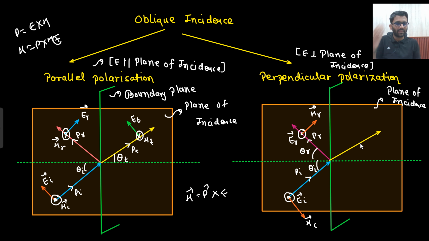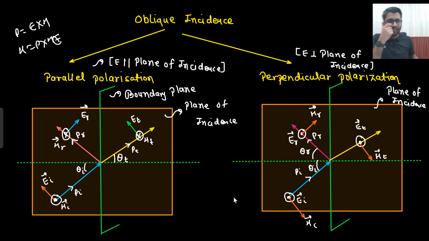And orientation will be the same only. So this will be your direction of transmitted electric field, and this will be the direction of transmitted magnetic field. So now all these terms should be clear to you. What do you mean by parallel polarization and what do you mean by perpendicular polarization? I hope these things are clear to you.